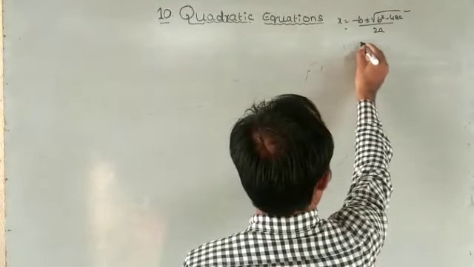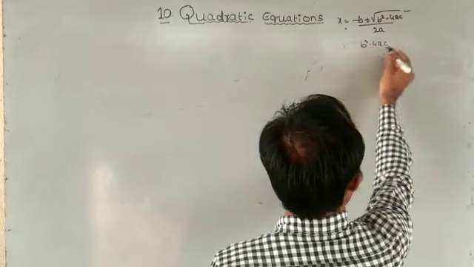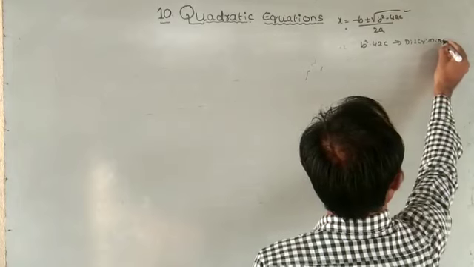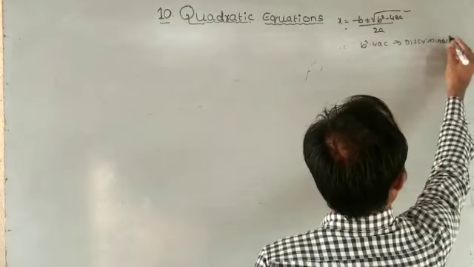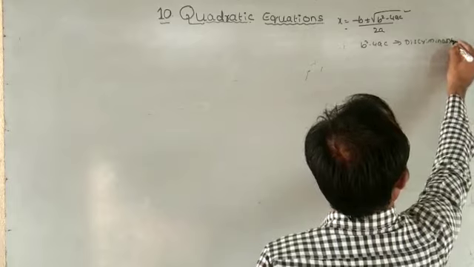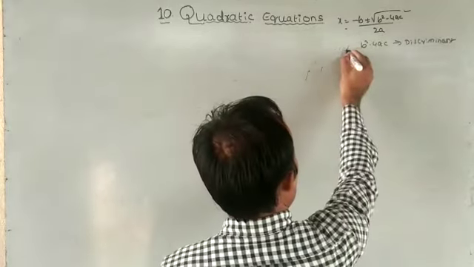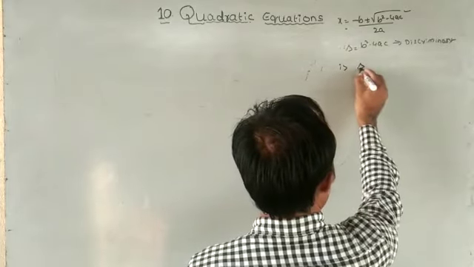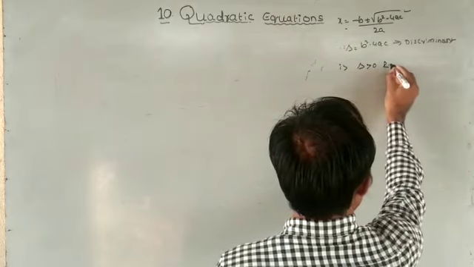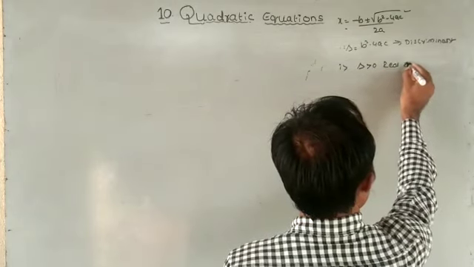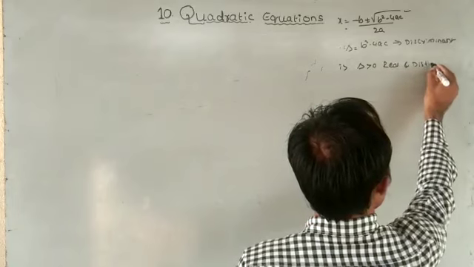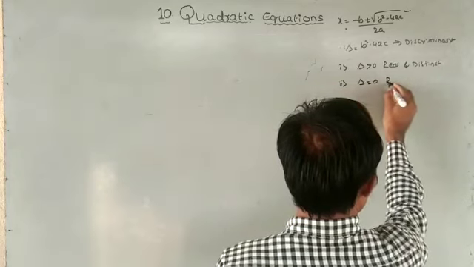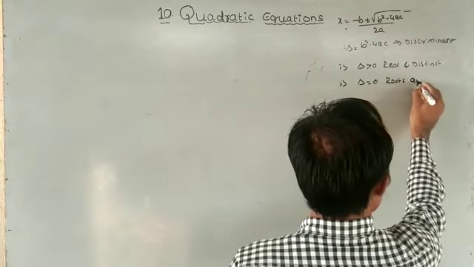Therefore b square minus 4ac is called the discriminant. Very important. What is the discriminant of the quadratic equation? B square minus 4ac, and it is denoted by delta. Now we have three conditions. Condition number 1, if delta is greater than 0, the roots are real and distinct. Second condition, delta is equal to 0, very important, the roots are equal.